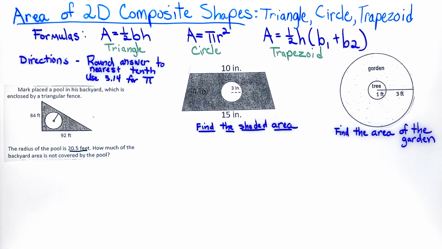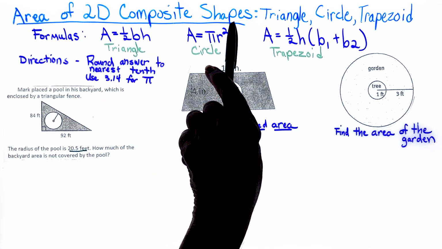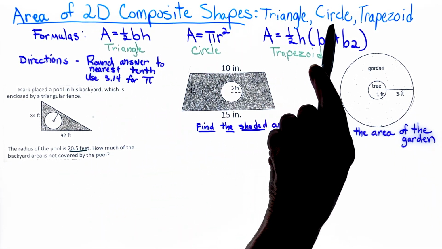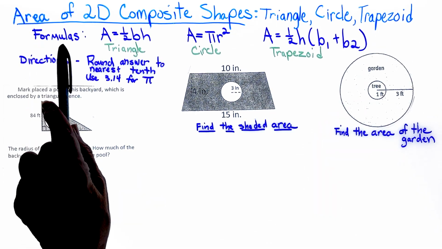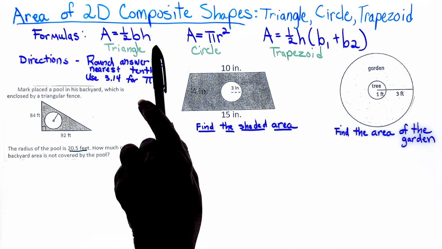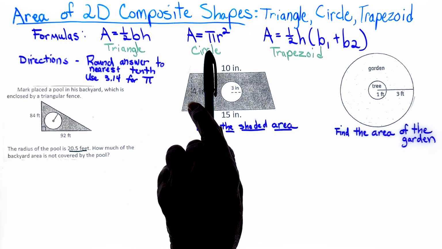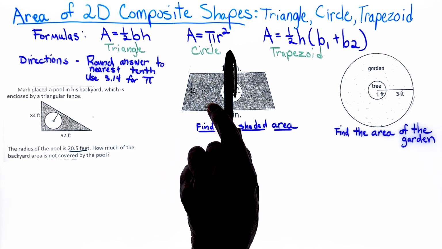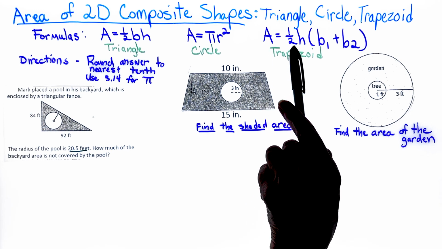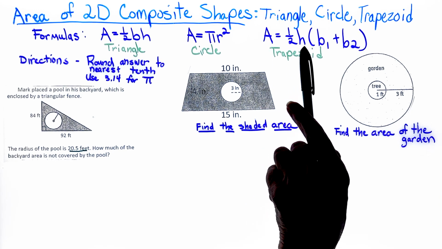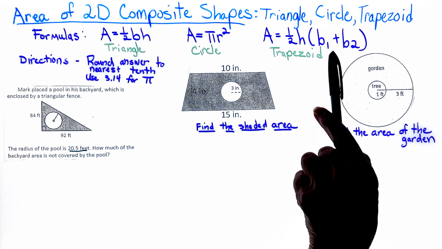In this lesson, we are going to be finding the area of 2D composite shapes. They're going to be made up of triangles, circles, and trapezoids. So the formulas we're going to want to remember: area is equal to 1/2 base times height for our triangle. Our circle's area is equal to pi r squared. And our trapezoid, we don't use that formula that often, but its area is equal to 1/2 times the height times the quantity where you actually add the two bases together.